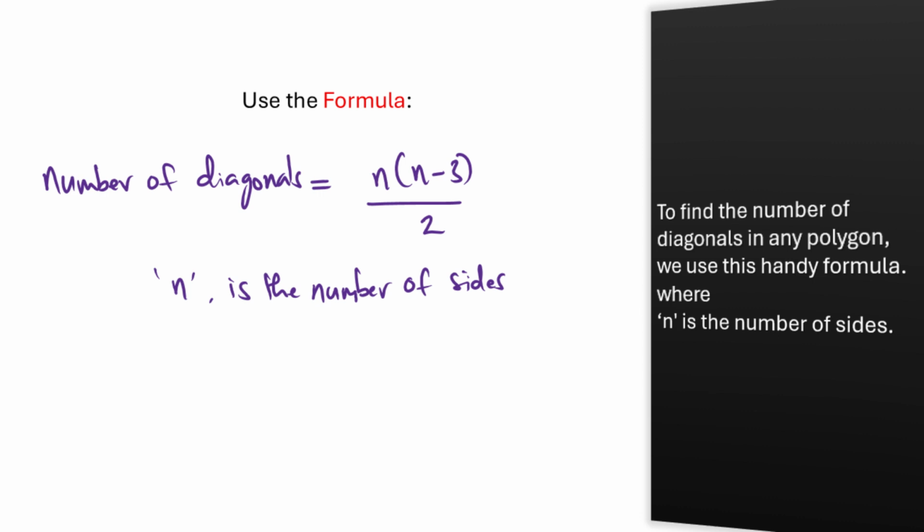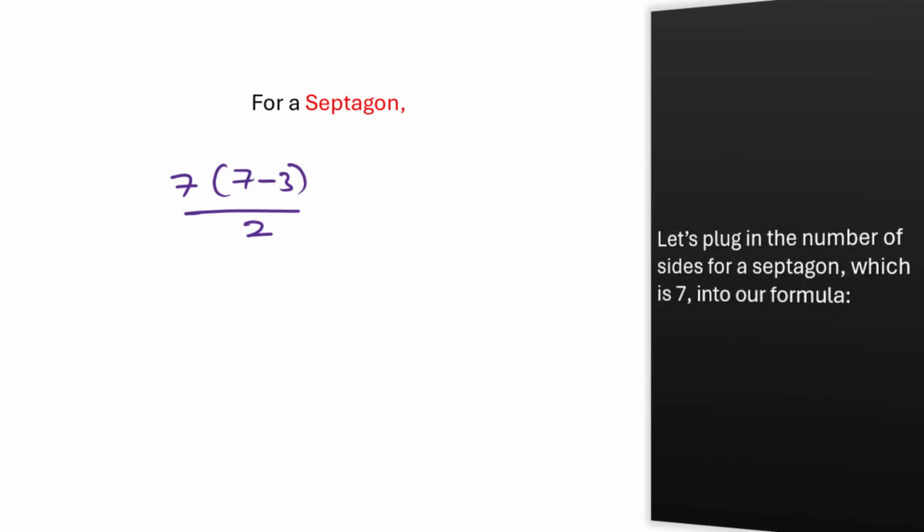To find the number of diagonals in any polygon, we use this handy formula, where n is the number of sides. Let's plug in the number of sides for a septagon, which is 7, into our formula.